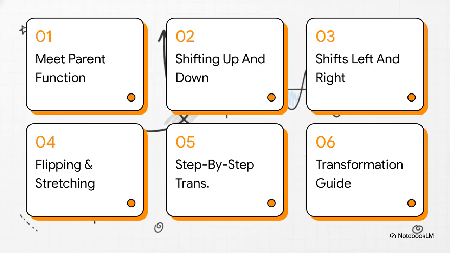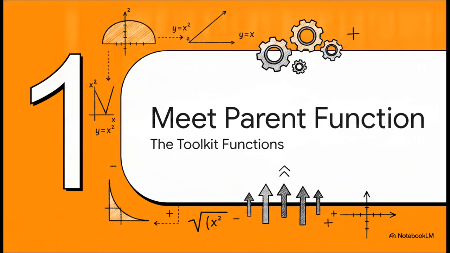Here's a quick look at our roadmap for today. We'll start by meeting your parent function, then move into shifting graphs up and down, and horizontal shifts left and right. After that, we're flipping and stretching the shape, tackling step-by-step multiple transformations, and finally wrapping up with the ultimate transformation cheat sheet. All right, part one, meet your parent function.